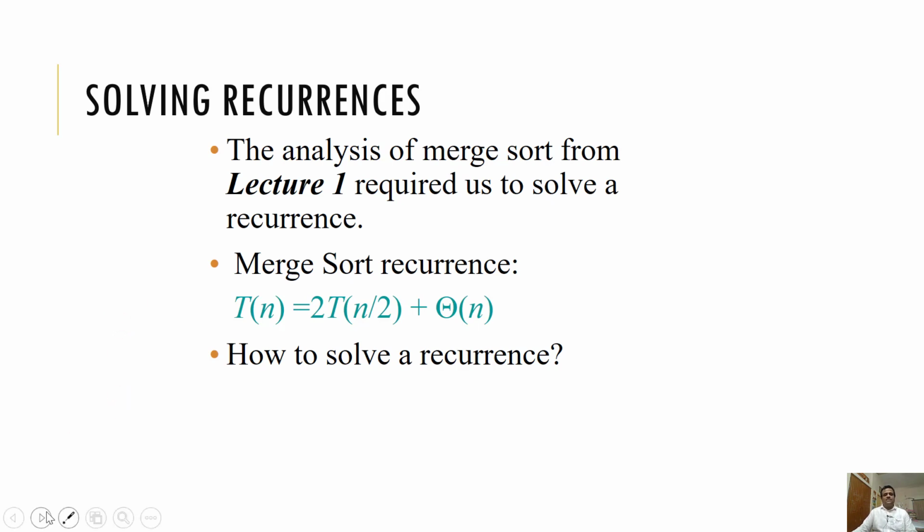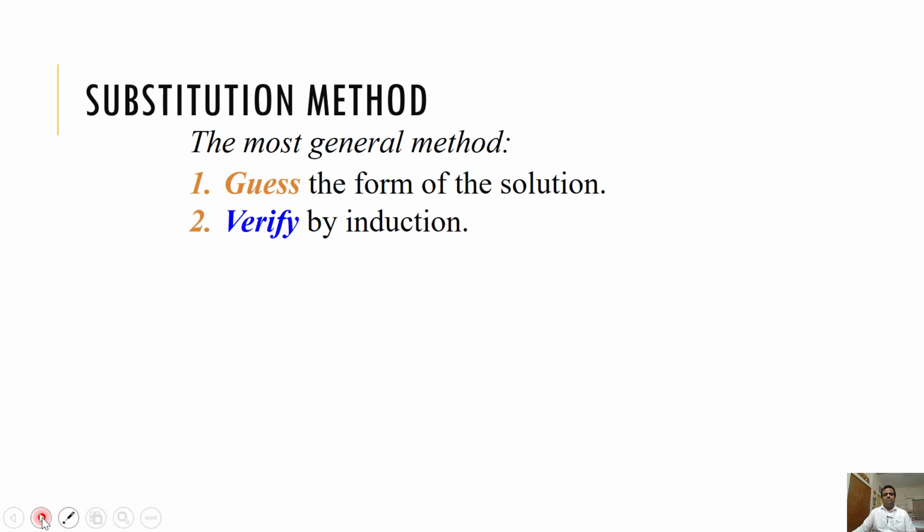Let us start with the first method, which is the substitution method for solving the recurrence. The substitution method has two steps. Given a recurrence, we need to guess the solution, whether it is order of n square, order of n log n, or order of n cube. So we first guess the solution, and then we need to verify our guess by mathematical induction. We need to prove that our guess is true.